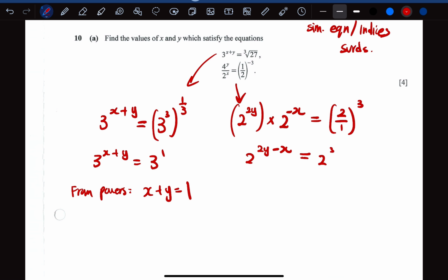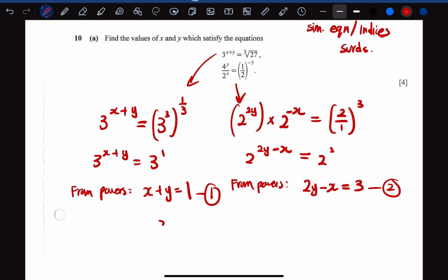Just leave it as it is, because here we need to make sure that our bases are the same, and we're just going to be comparing the powers. So from the powers, my 2y minus x equals just 3, because now our powers are equal and my bases are equal as well. Okay, so this is my second equation and this is my first equation.